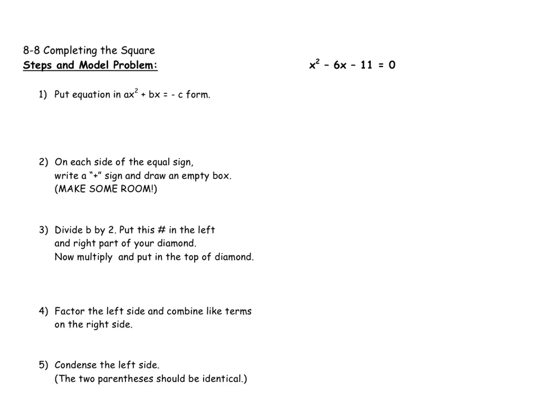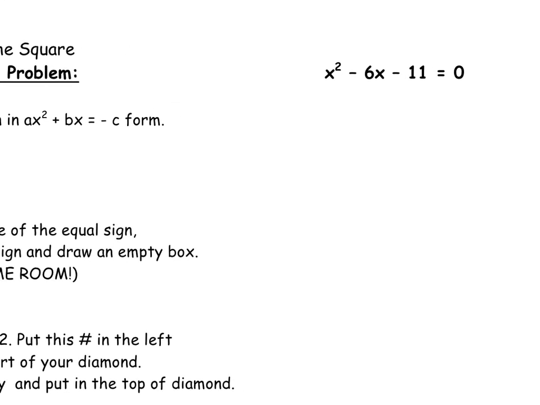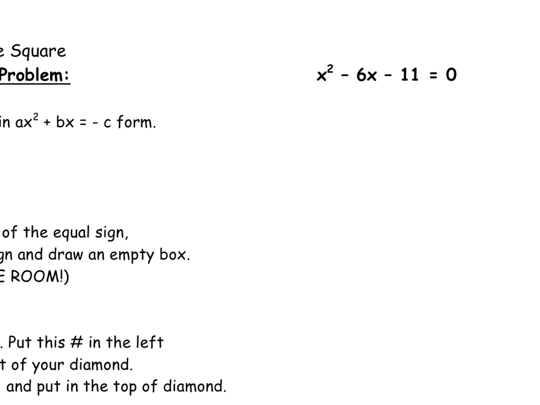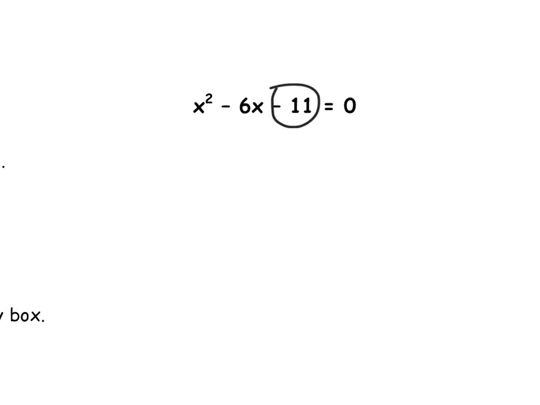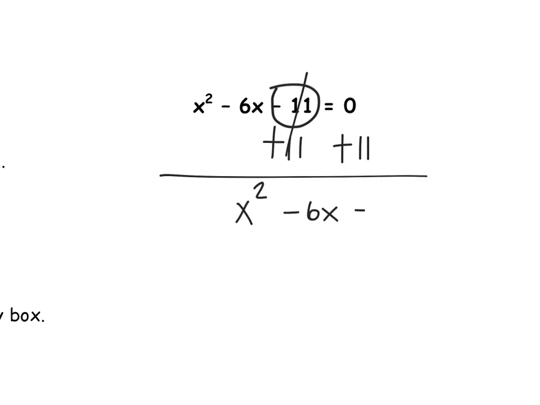So step 1 says put the equation into ax squared plus bx equals negative c form. All that means is just move your constant, the number that's hanging out by itself, to the right-hand side. So in my example, my negative 11 is hanging out by itself. The way to get rid of a negative 11 is to add 11 to both sides. So I'm going to add 11 to both sides. And when I add 11 to both sides, I end up getting x squared minus 6x equals 0 plus 11, which is just 11.